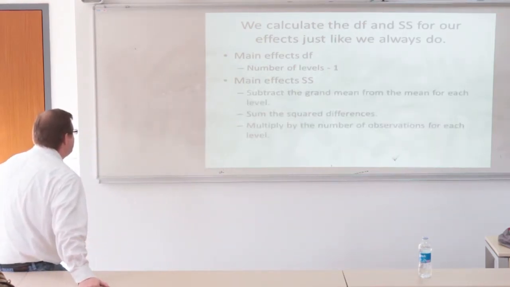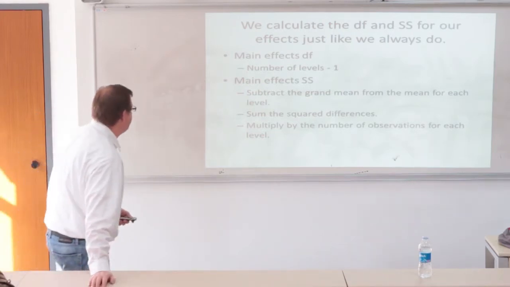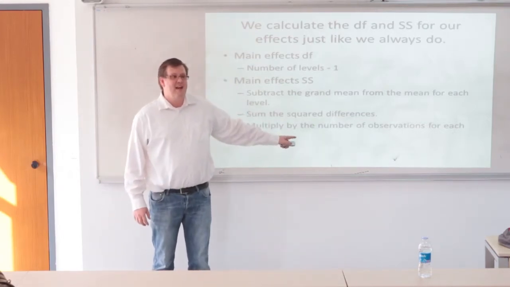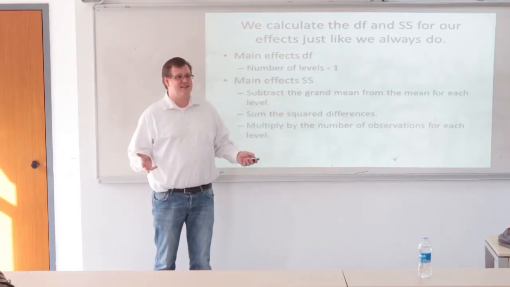Okay. Subtract the grand mean from the mean of each level. Sum square differences. Multiply the number of observations for each level. This apparently was a big pain in the butt on the homework. I was like, oh, the students are going to love this. This is going to be easy.